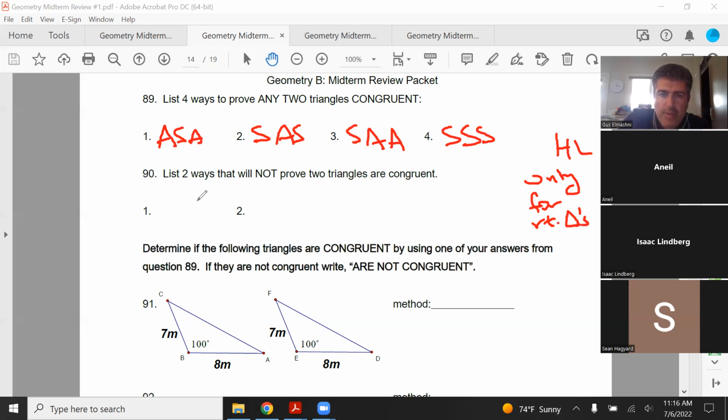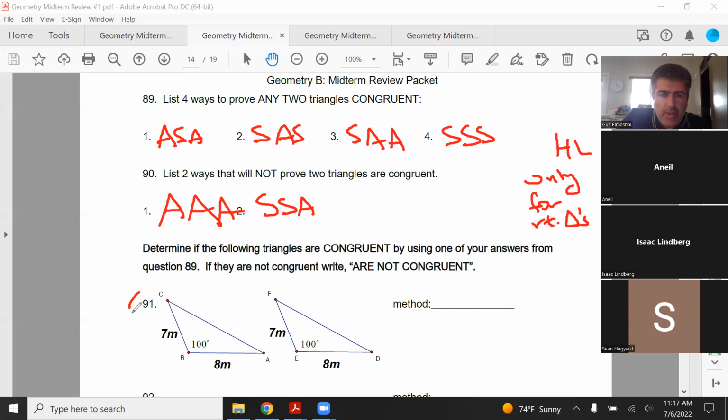List 2 that will not prove any two triangles congruent, like angle, angle, angle. Doesn't do it for us. Or side-side-angle. Doesn't do it for us either. Side-side-angle is kind of like hypotenuse leg, but only for right triangles. If all the angles are the same, then we know that we have similar triangles, but that's the best we could say.